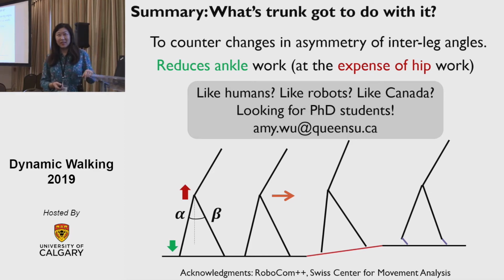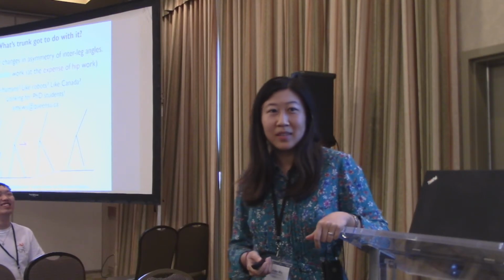Question? I have a general question. When you're leaning forward, you have basically no choice but to do hip work, right? Is that true or not? Or do people bounce in a way that somehow they don't do positive work?